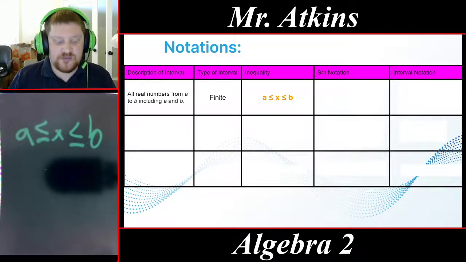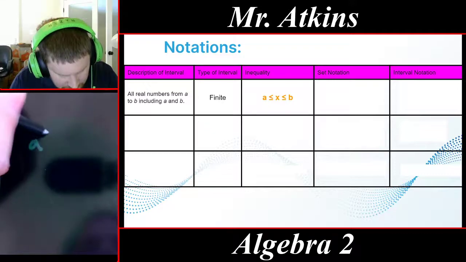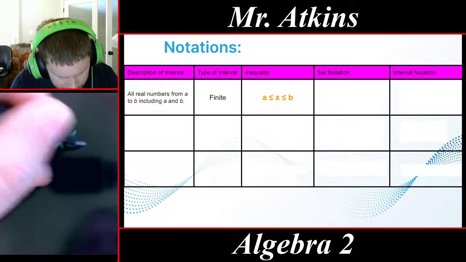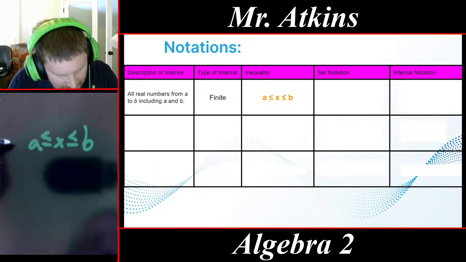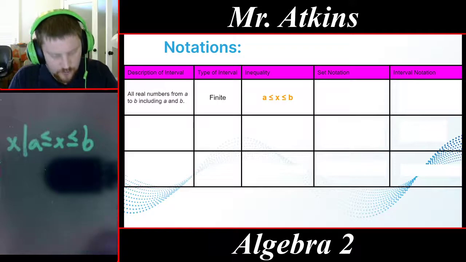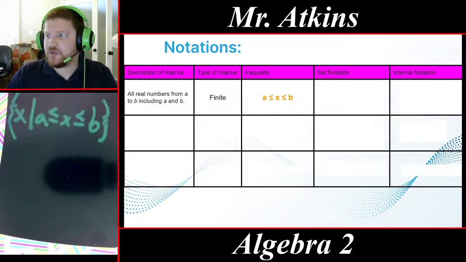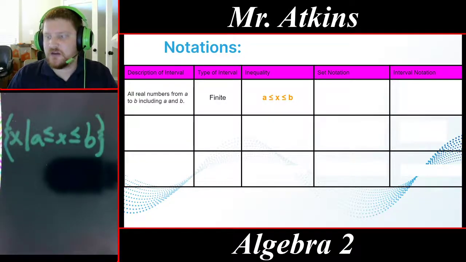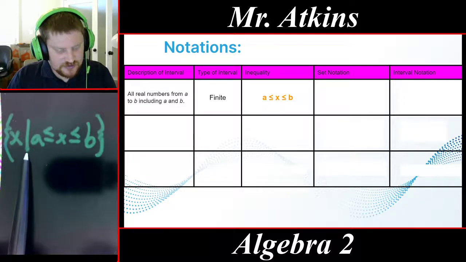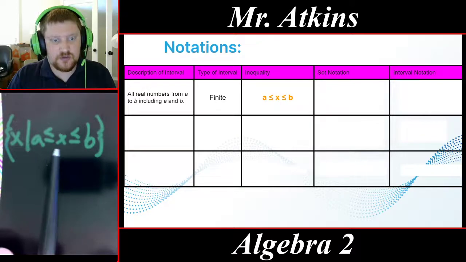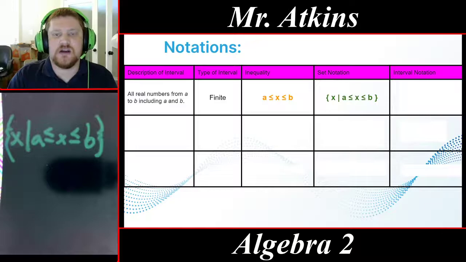Now, something to note with set notation, I've written this a little bit too big, so let me rewrite it a bit smaller. With set notation, all we do is add x and a vertical bar before it and close it in brackets. So it ends up looking like that. The way we read this is all numbers x such that a is less than or equal to x is less than or equal to b. So our set notation is there.